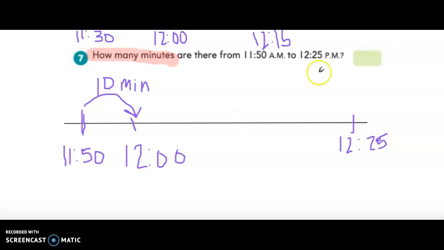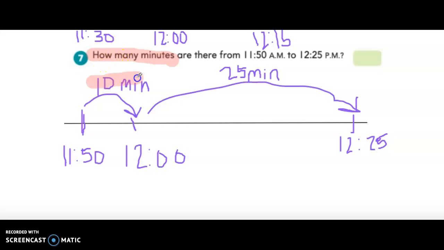Okay, and then again, always check in on that end time. Are we getting close? So we are. Our end time is 12:25 and we're at 12 o'clock. So that means we're going to skip to the end. Between 12 and 12:25, 25 minutes pass, and now we need to add up all of our time. So this is where we're going back and adding our 10 minutes plus our 25 minutes to get a total of 35 minutes.